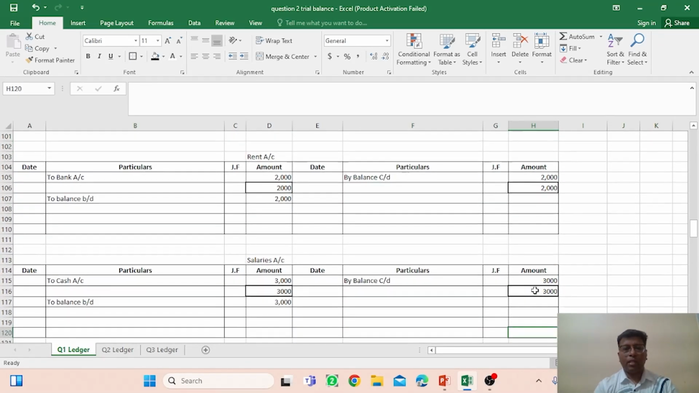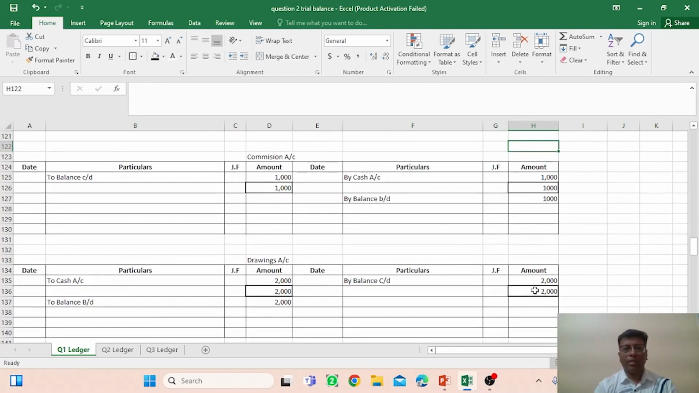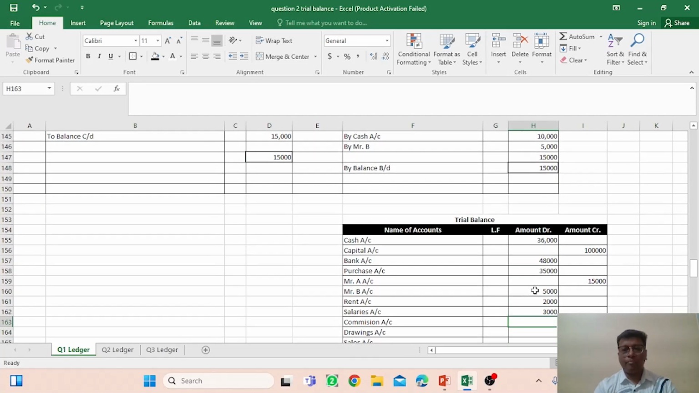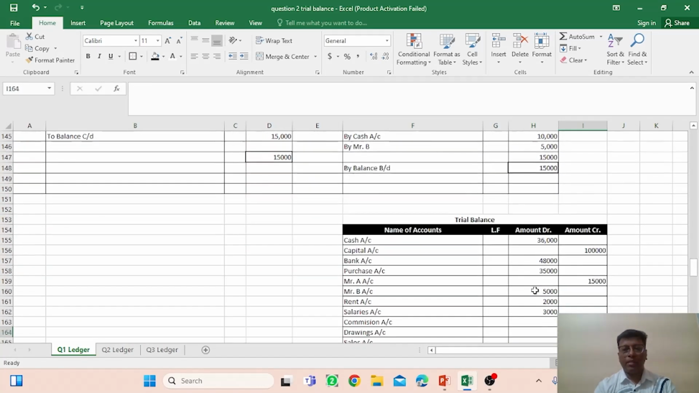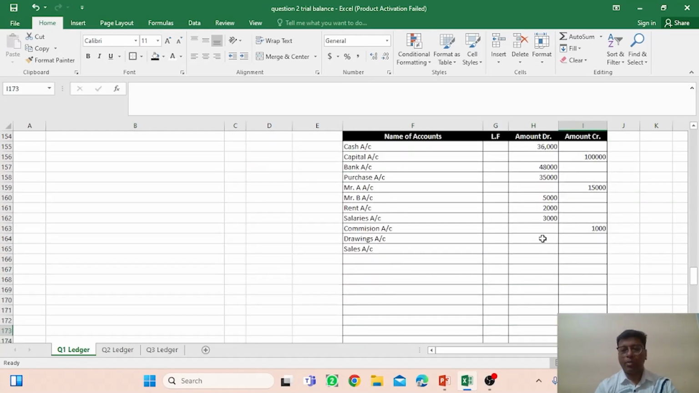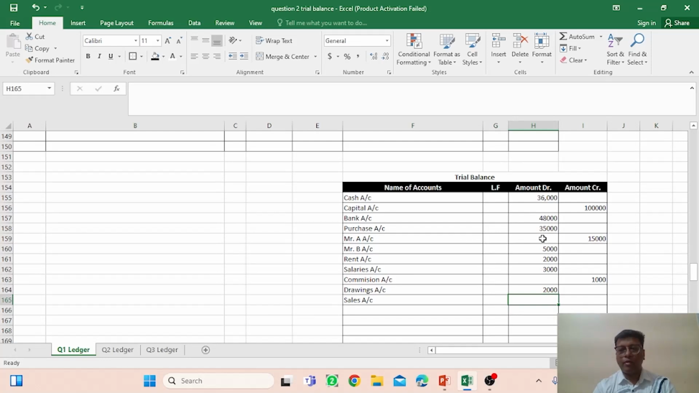And rent and commission. Rent is 2,000 and salaries 3,000, both debit balances. And commission, drawing, sales: commission is credit 1,000, and drawing is rupees 2,000 debit balance. And what about the sales? Credit balance 15,000, so we have to mention 15,000 credit balance.